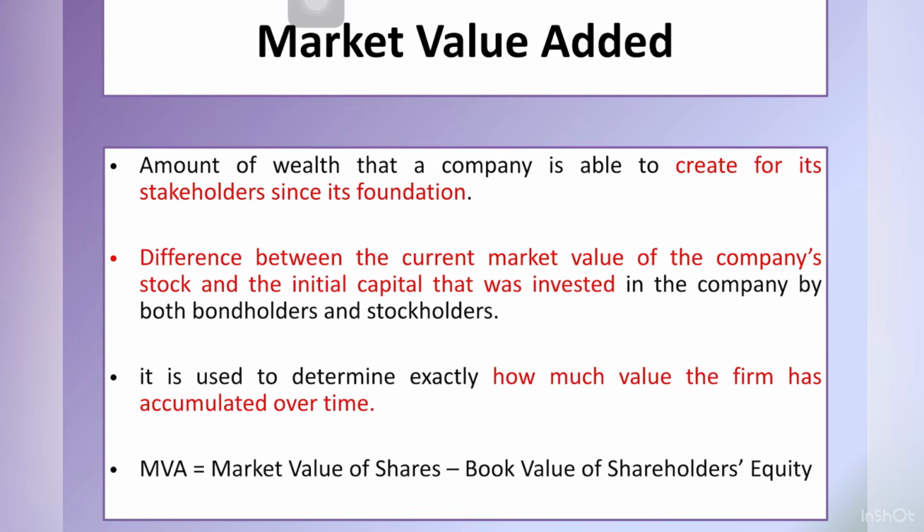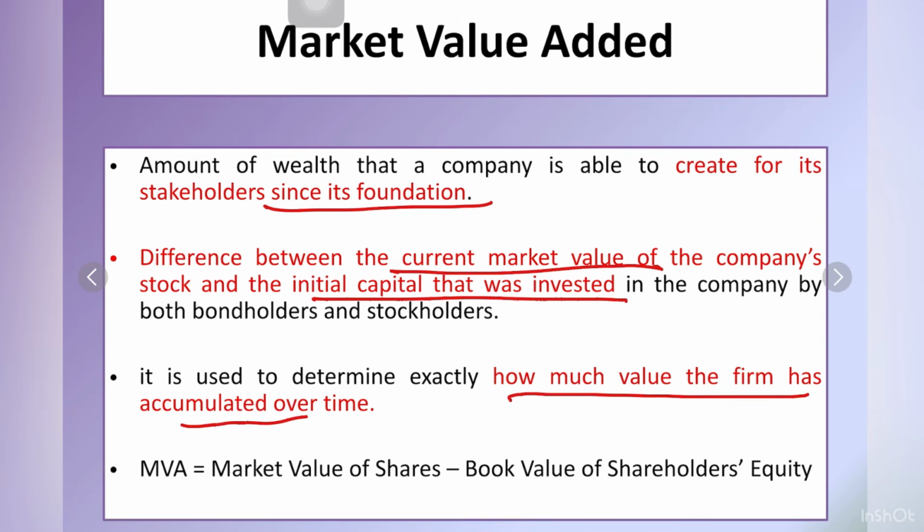Alright, next concept is market value added. This is simply the value the firm has created since its foundation, right? So I can simply say that it is the difference between the current market value of the firm and the initial market value that was invested. We can also say how much a firm has accumulated over a period of time, right? And the formula for the same is market value of the shares minus book value of shareholders' equity.